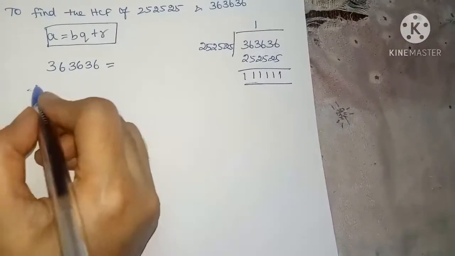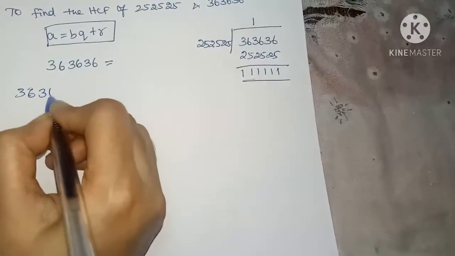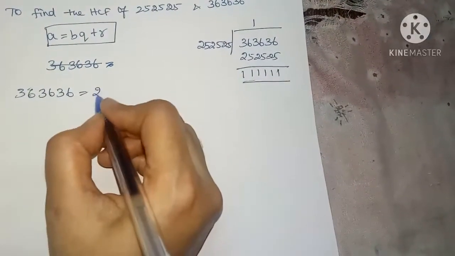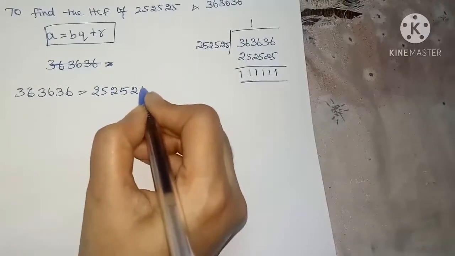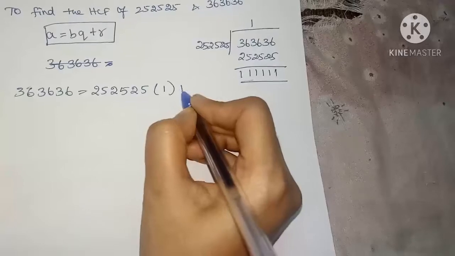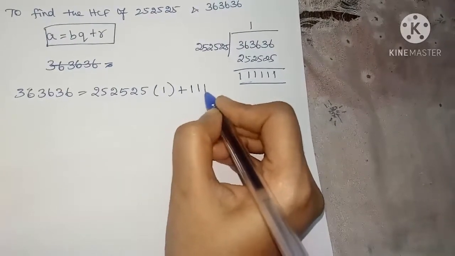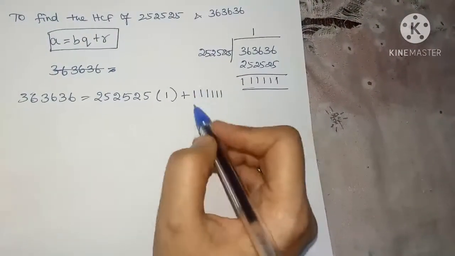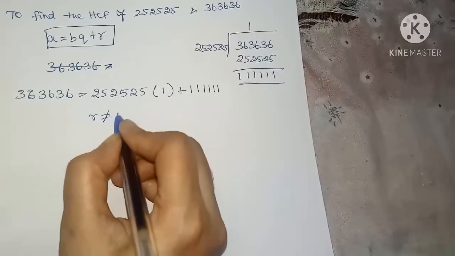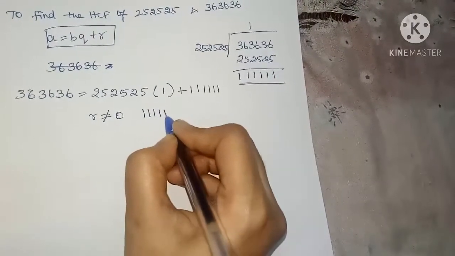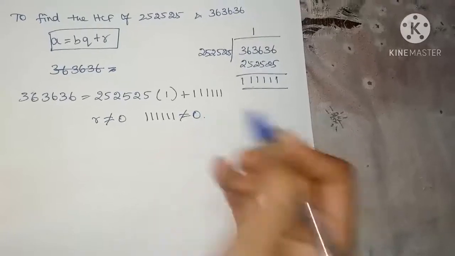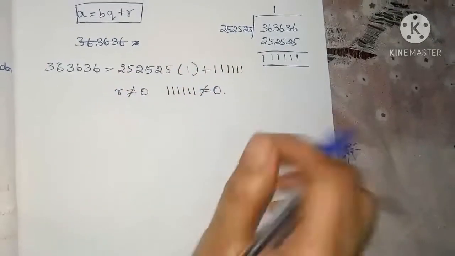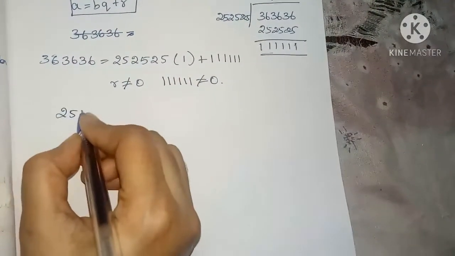So write here 363636 is equal to, what is your divisor? 252525 into quotient 1 plus your remainder 111111. Next, our remainder is not equal to 0, which is 111111 is not equal to 0. If it is not equal to 0, we have to take the divisor as our dividend. So take your divisor as your dividend.